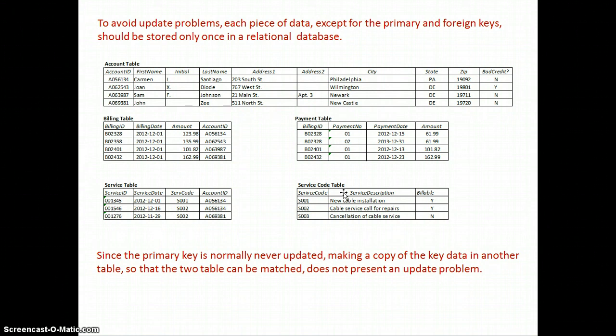Now, when we talk about the key data, because a foreign key in one table is used to match to the primary key in another table, like the account ID, that piece of data is stored twice. But typically, because the account ID is never updated, this doesn't present us a problem. And so when I say the account ID is stored twice, what I mean is it's stored once in the billing table in order to match to the account table. It's stored again in the service table in order to match back to the account table.